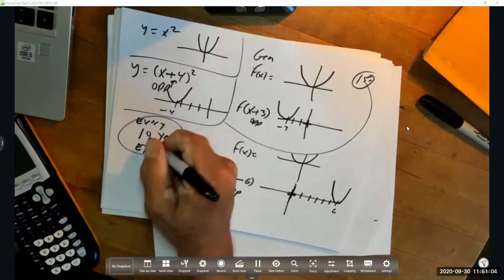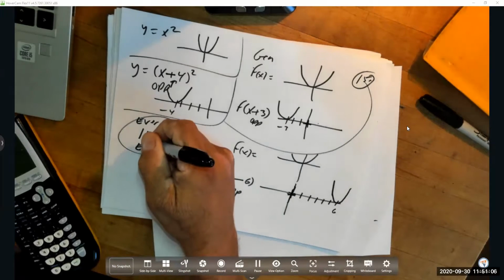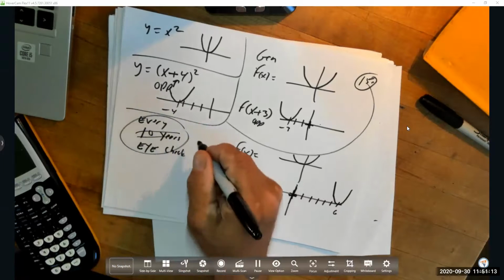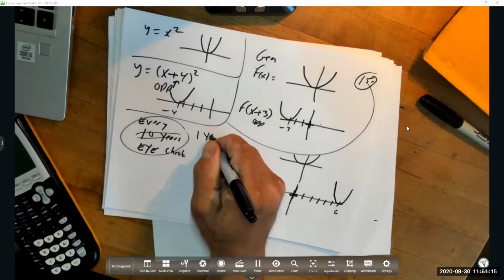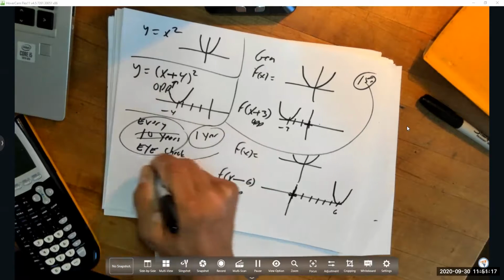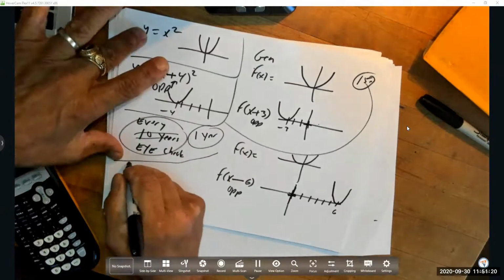Okay. Yes. Is that right? Is it every 10 years you see your eye doctor, or is it more than that? Every year? So once a year you go see your eye doctor? Is that right? Oh, I know what I was thinking.